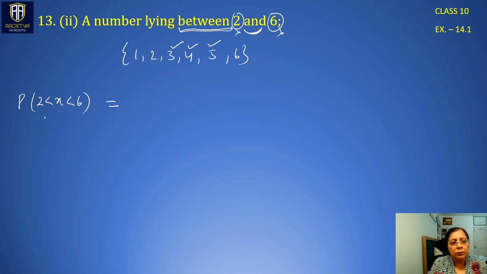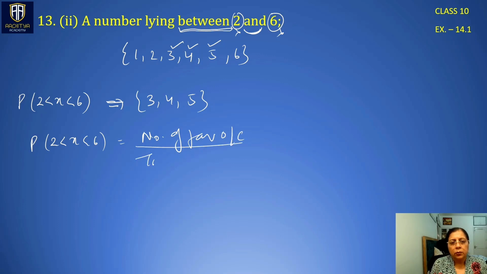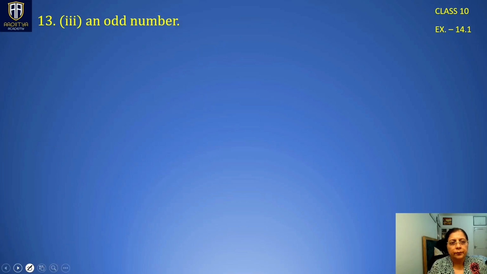So probability of 2 and 6. First of all, I am writing the favorable elements, which are 3, 4 and 5. So the probability of a number between 2 and 6 is the number of favorable outcomes upon total outcomes. So we have 3 favorable outcomes and 6 total outcomes. So the probability becomes 1/2. Right?